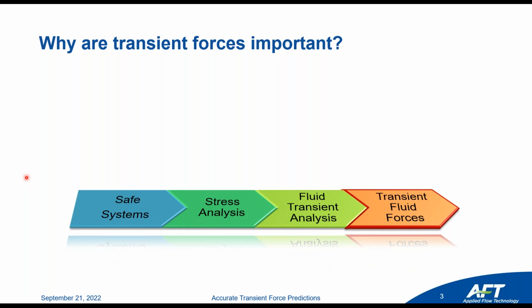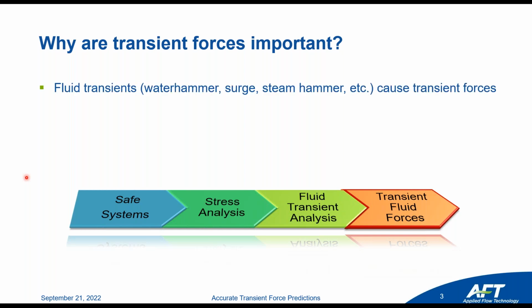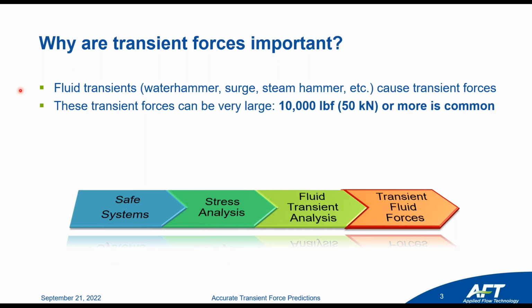So why are transient forces important? Fluid transients, we're going to discuss in the broad range of fluid behavior as water hammer or surge, which are typically associated with liquid systems, and steam hammer, in the sense of a superheated steam system with a transient in a large diameter pipe. Today we're not going to talk about anything related to liquid, vapor, condensation driven steam hammer, but just superheated steam hammer. And these fluid transients do cause transient forces.